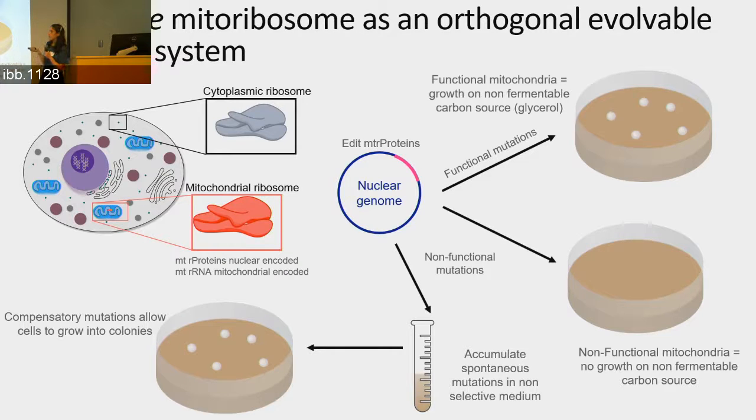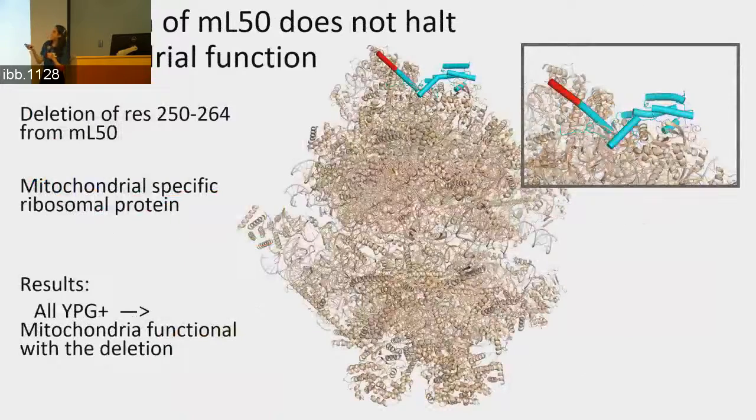So to test my system, I first started with ML50 as a mitoribosomal protein. Here we have the mitoribosome, and in cyan we have this ML50, and I truncated it. So I cut off that part in red. This is a mitochondrial specific protein, so we don't see it in our cytoplasmic ribosomes. And I found with this truncation that all these cells are actually YPG positive. So they can grow on the non-fermentable carbon source, which means their mitoribosomes are functional. But that gives us a very limited view.